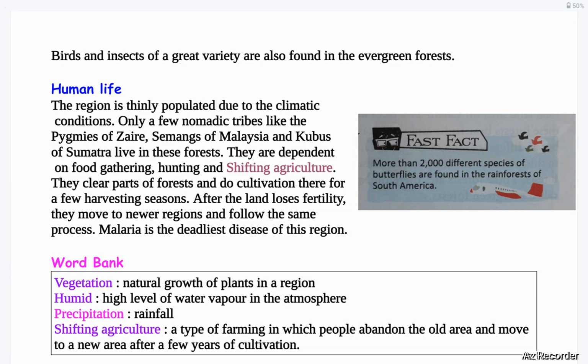Malaria is the deadliest disease of this region. So there is a fast fact also. More than 2000 different species of butterflies are found in the rainforests of South America.